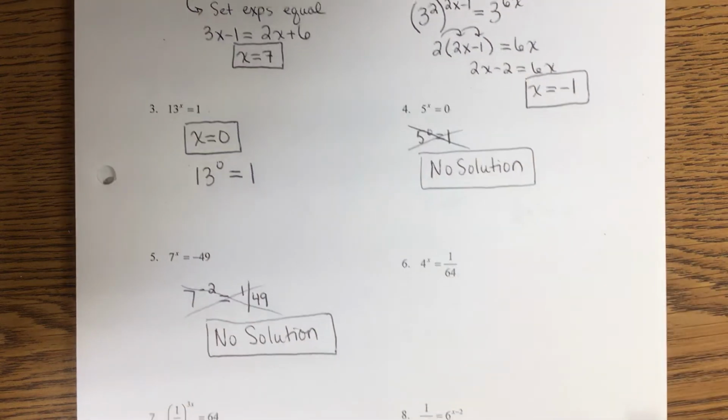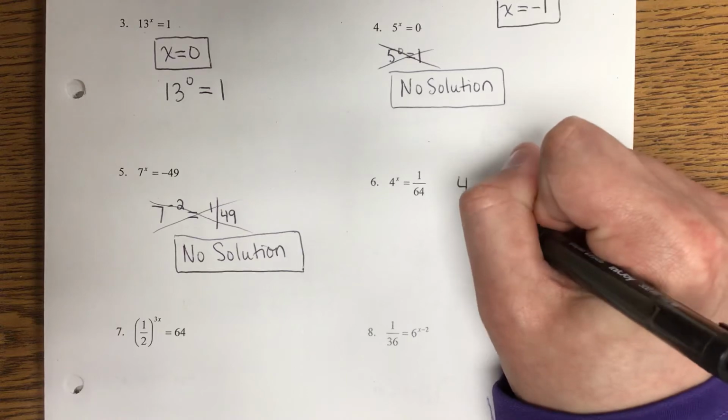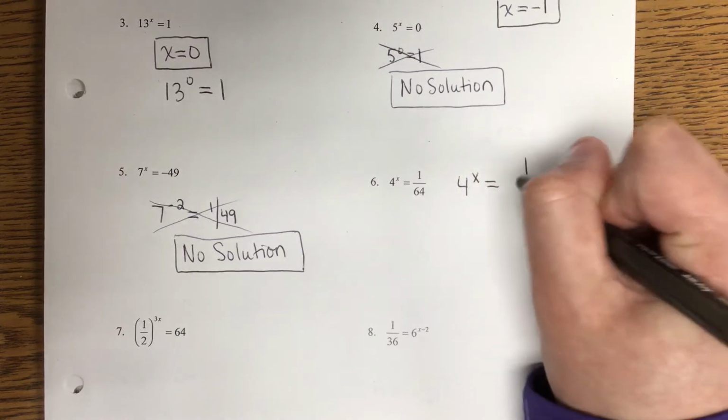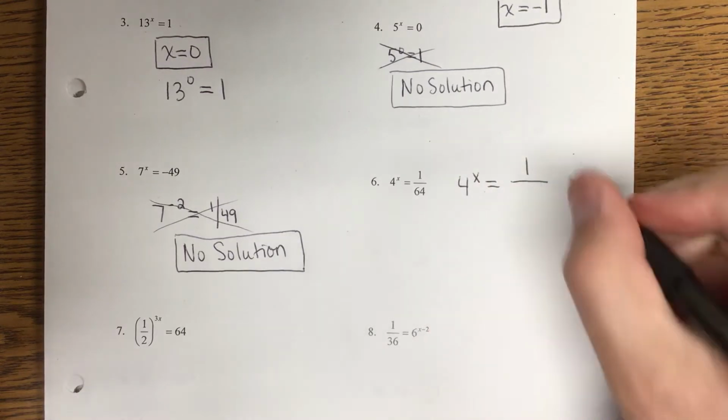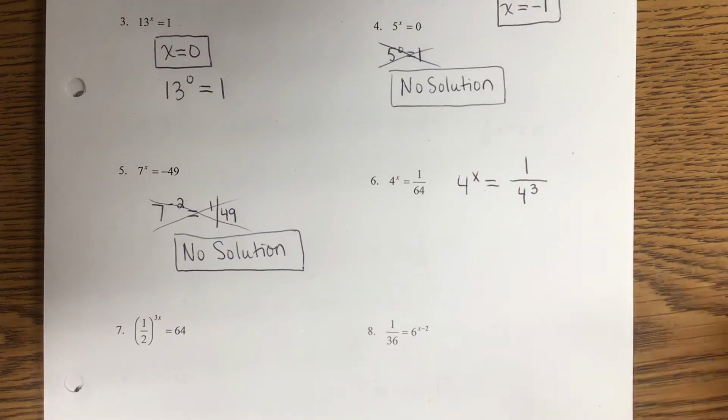All right, let's get back to some ones that we can actually solve here. Number 6, 4 to what power equals 1 over 64? Well, let me try to get the bases to be the same. I know that 64 is the same thing as 4 to the third. 4 times 4 times 4 is 64.